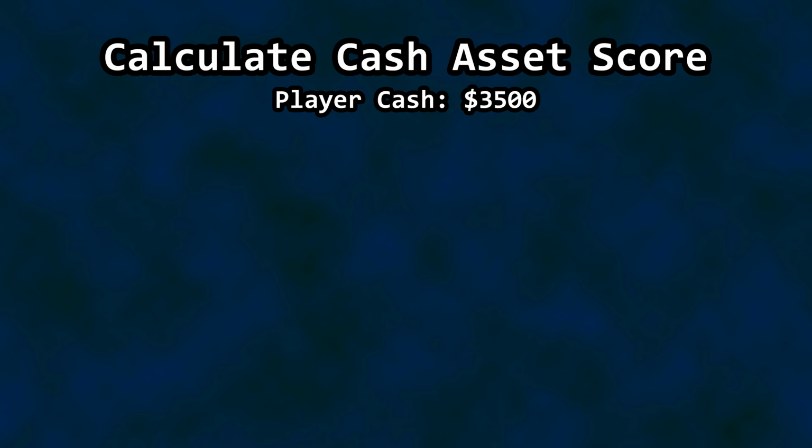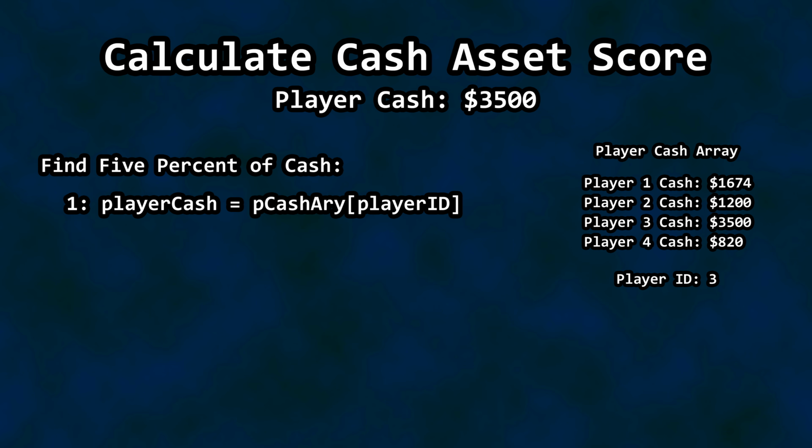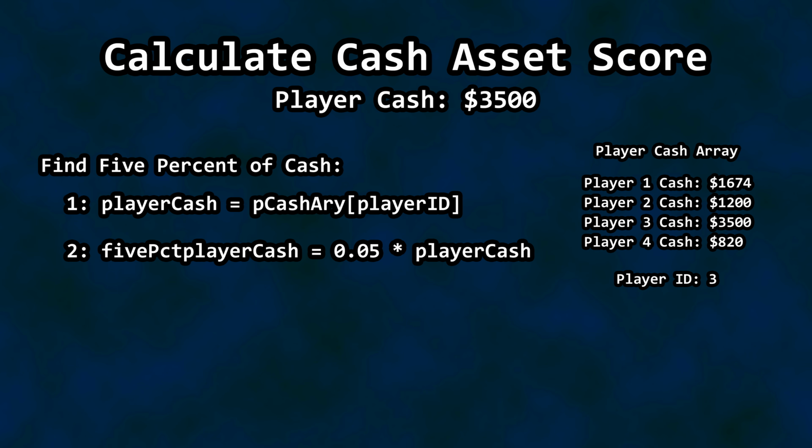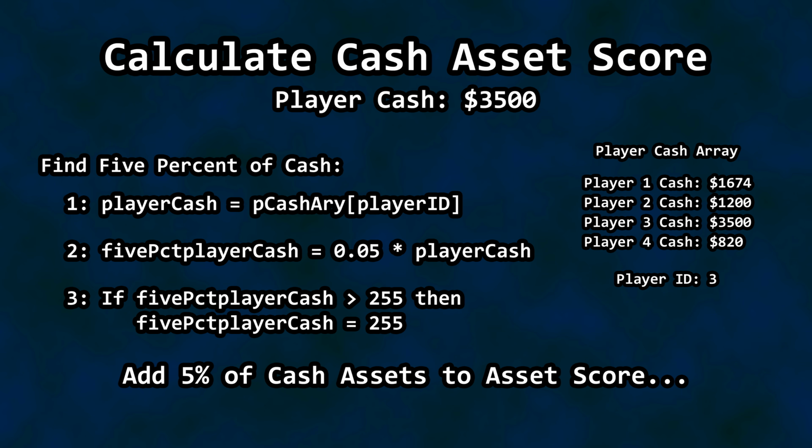Using pseudocode not tied to a particular language, alongside an array that holds each player's cash amount and an index representing the current player's ID, you could write something like this. Three lines of code. Get the current player's cash, find 5% of it, and cap it off. Don't get hung up on the data types, naming conventions, etc. This is just pseudocode for a process. With the 5% value now available, you are free to proceed with score calculation.